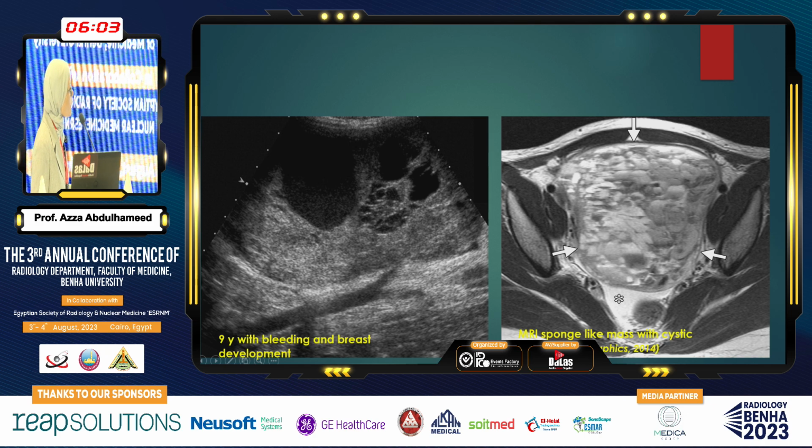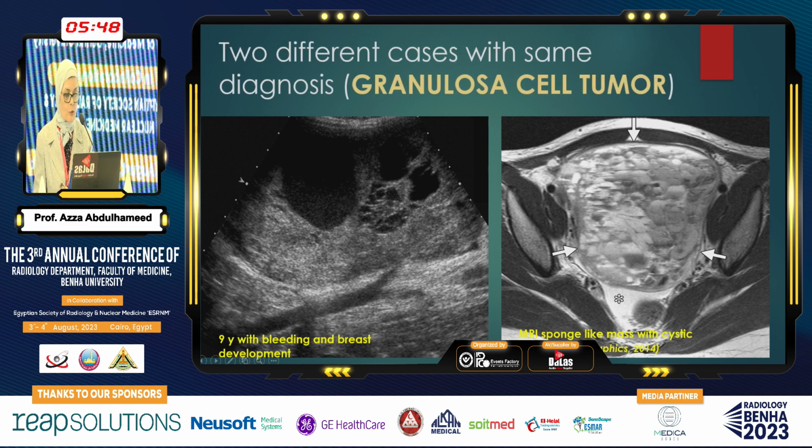With the ultrasound, you see multilocular lesions with this solid component. With the MRI, that's very specific. Fluid levels, we give it a sponge-like mass with cystic components. What's the diagnosis? Bravo, granulosa cell tumor.